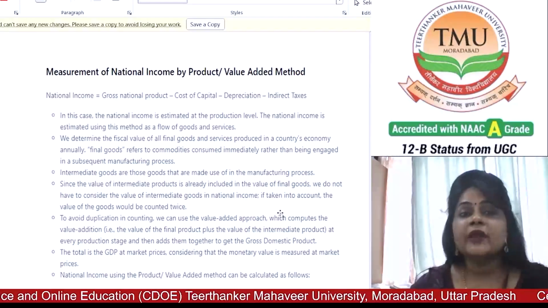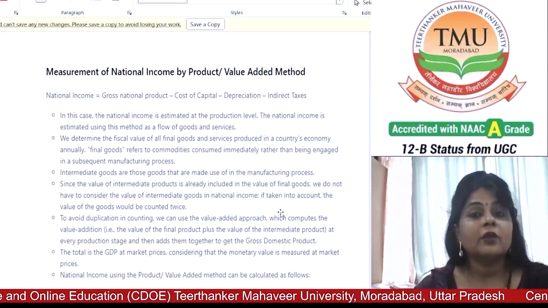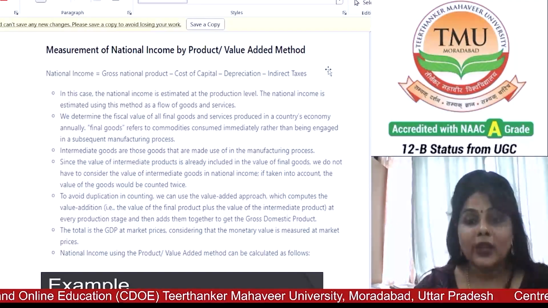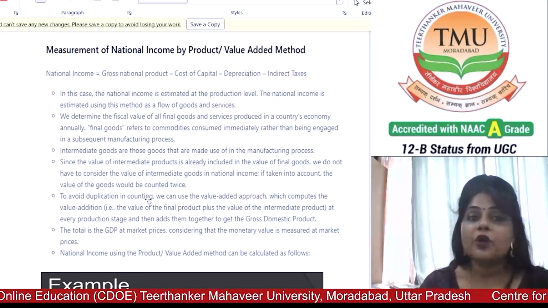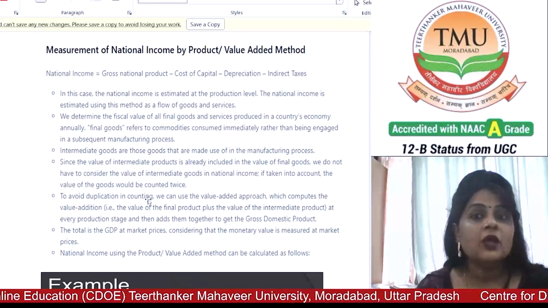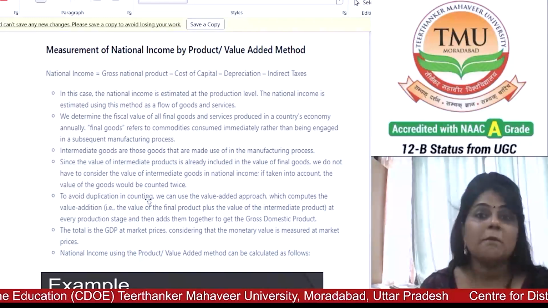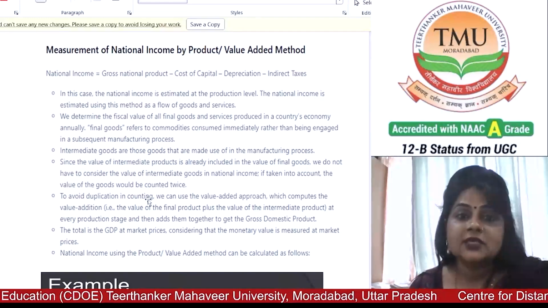So, measurement of national income by product is also called the value added method. National income is equal to gross national product minus cost of capital minus depreciation minus indirect taxes.